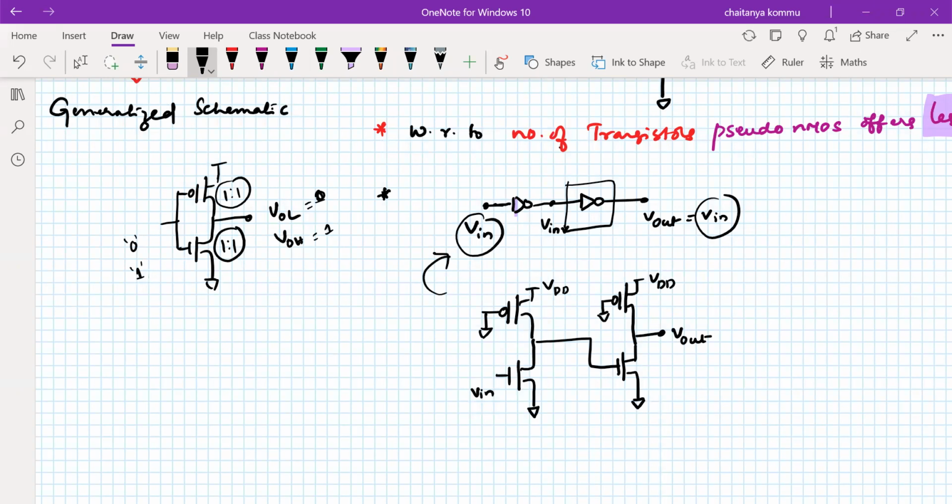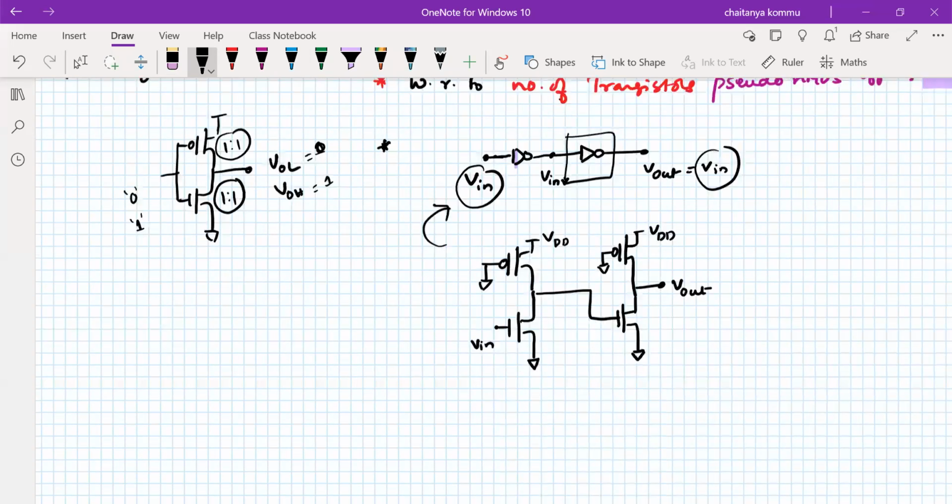The moment Vn is equal to the middle of the point, what is the consideration? I want to make both transistors on, which means this input voltage must be VDD divided by 2. So when the input of this stage is VDD divided by 2, then both transistors become on. Now the point is, what is the operating mode of each transistor? We should know.